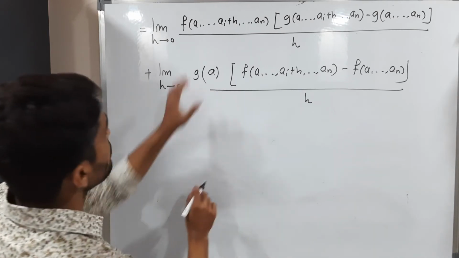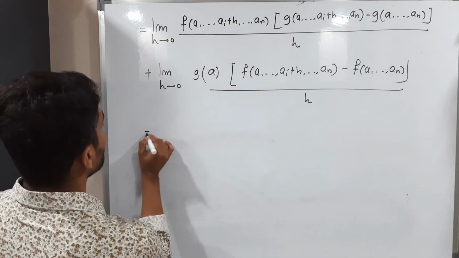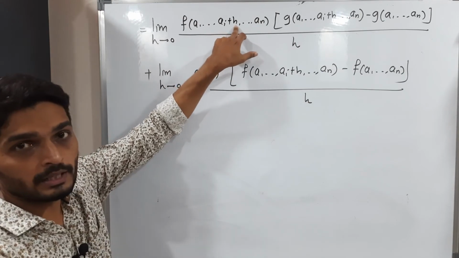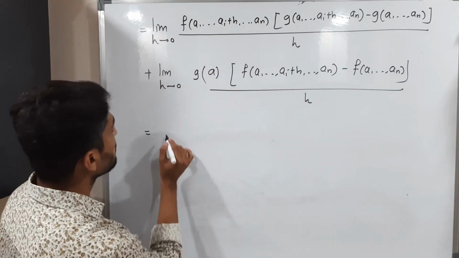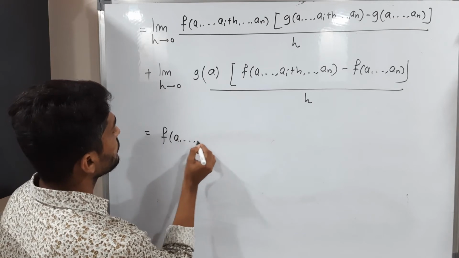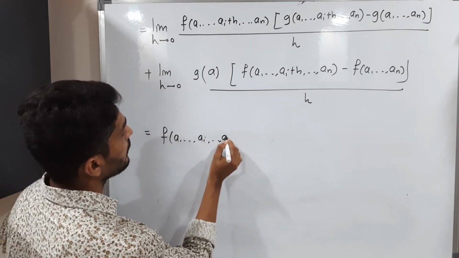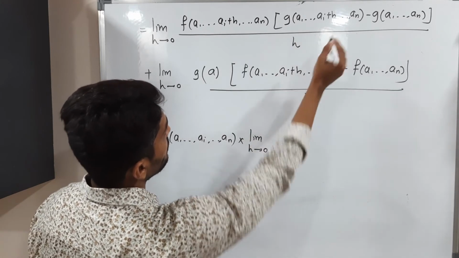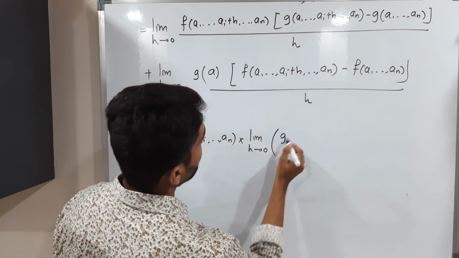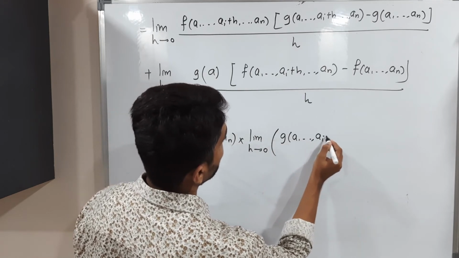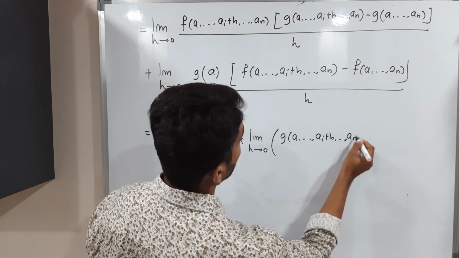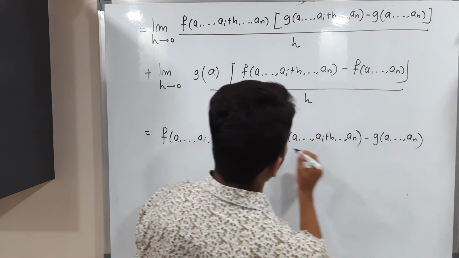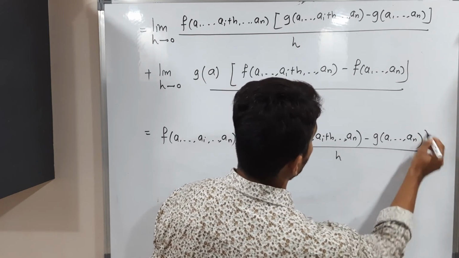I will apply here also again a separate limit. So this is equal to, if I apply separate limit, so what will I have? If I put h equal to 0 here, ai plus 0, we will have ai. That means f of a1, a2 and so on, ai and so on n into limit h tends to 0. Here, what will I get? g of a1, a2 and so on, ai plus h and so on n minus g of a1, a2 and so on n, divided by h.